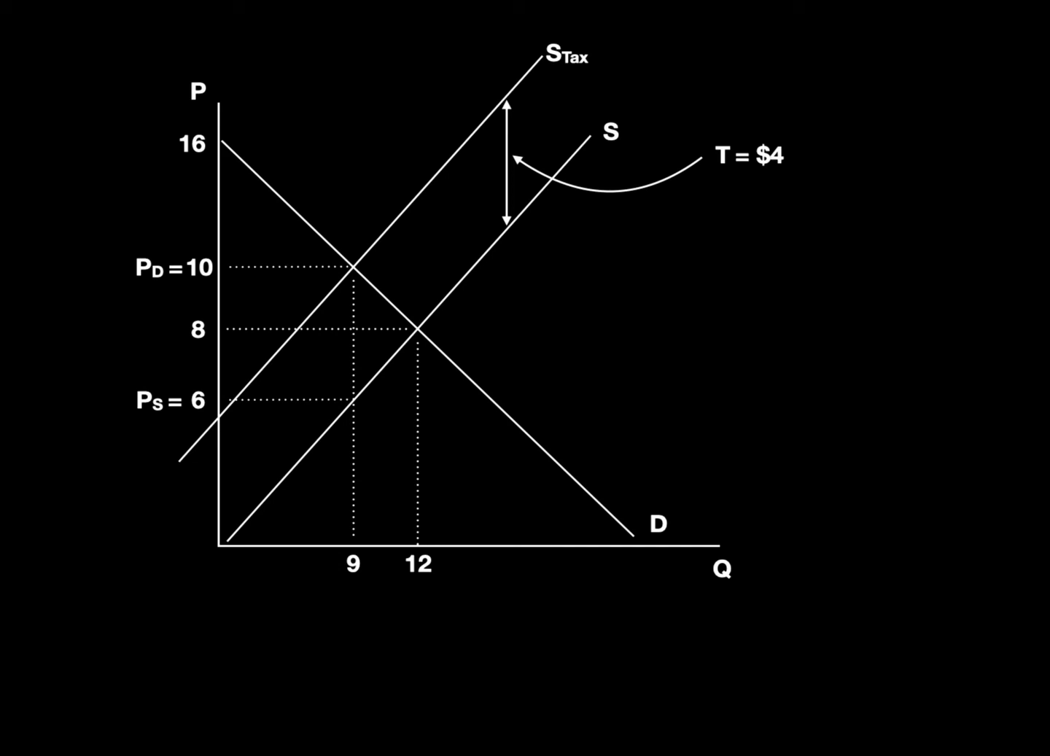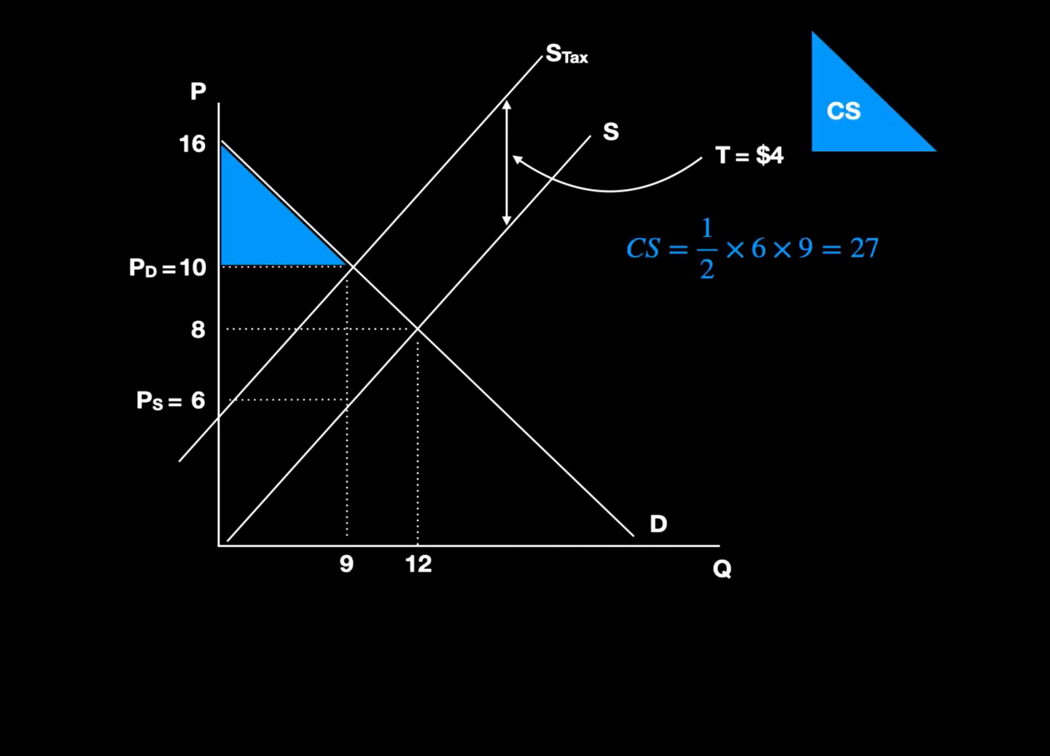Now that a $4 tax has been imposed on suppliers, what is the consumer surplus? Consumer surplus is equal to the area below the demand curve and above the price that the consumers are paying. This is shown here by the blue triangle. The area of this triangle is 1/2 times its height times its base. So consumer surplus is $27.